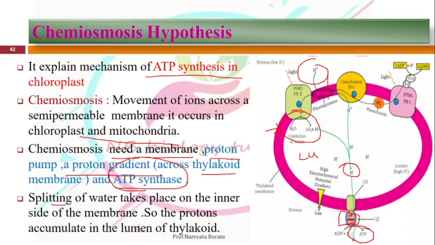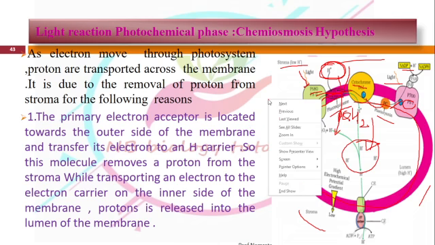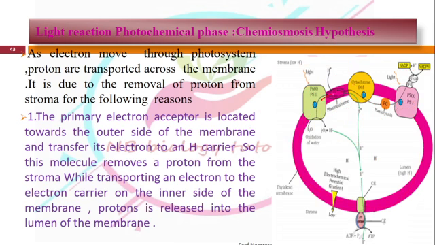There is the splitting of the water molecule, meaning the photolysis of water, which occurs inside the thylakoid membrane, and the proton is accumulated in the lumen of the thylakoid. As the electron moves through the photosystem, the proton is transported across the membrane, due to the removal of protons from the stroma.